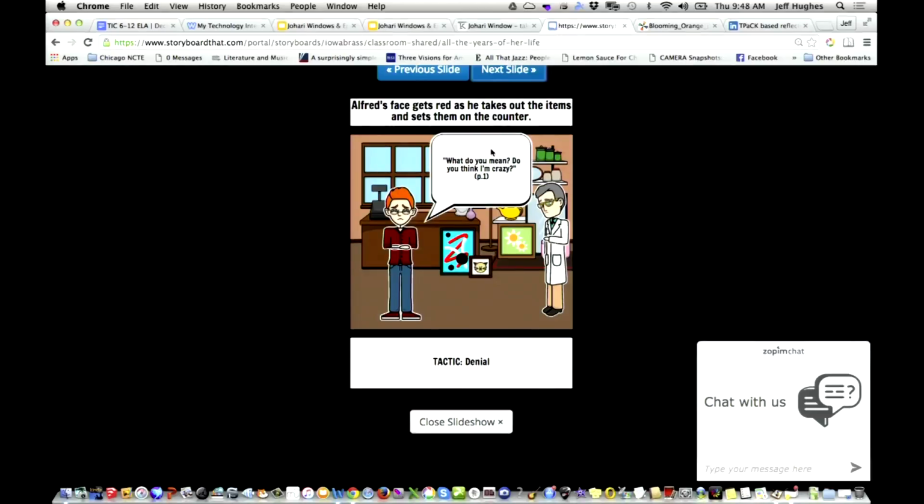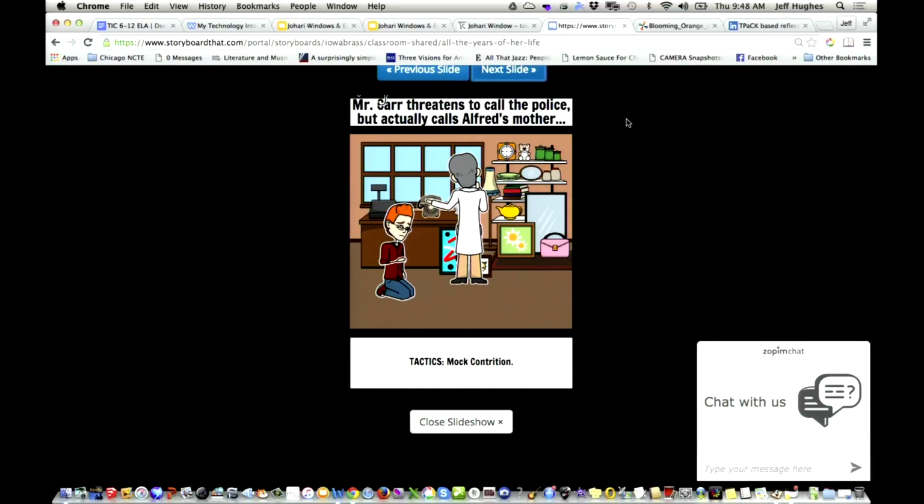What do you mean? Do you think I'm crazy? This is an actual quotation from page 1 of the story. And the tactic he's using here on G.O.T.E. is denial. Mr. Carr threatens to call the police, but he actually calls Alfred's mother. Here we have another tactic being used, and this here is mock contrition. It only happened once. I'm so sorry. It'll never happen again. If you just don't call my mom, everything's going to be okay. So we find that with G.O.T.E., we have more than one tactic being used.